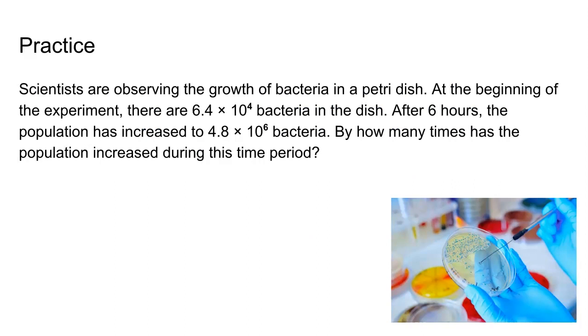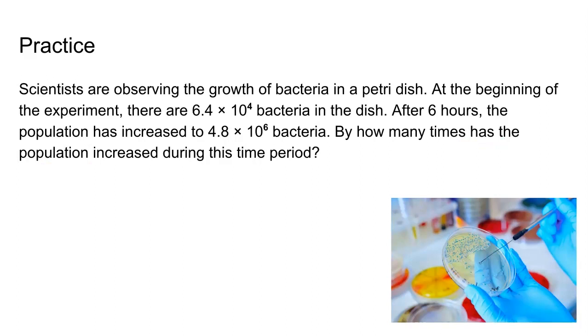Now it's time for more practice. Pause the video and solve the word problem. And when you found your answer, click play. Scientists are observing the growth of bacteria in a petri dish. At the beginning of the experiment, there are 6.4 times 10 to the 4th bacteria in the dish. After 6 hours, the population has increased to 4.8 times 10 to the 6th bacteria. By how many times has the population increased during this time period?